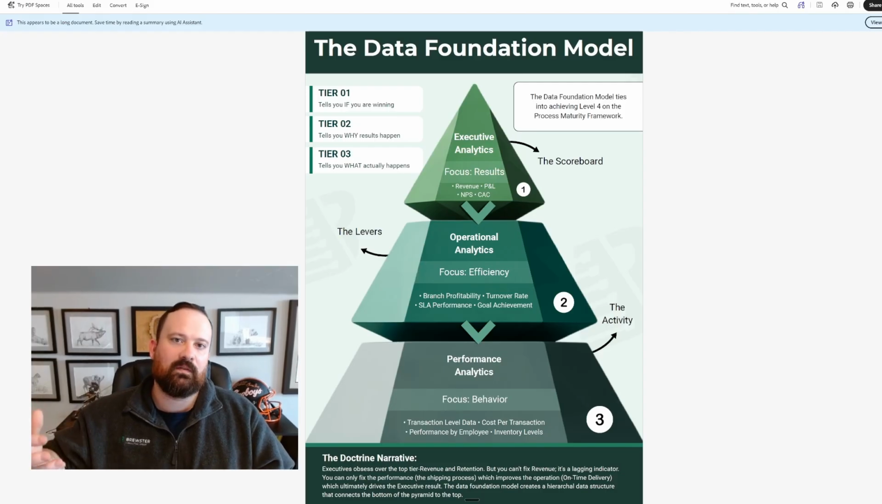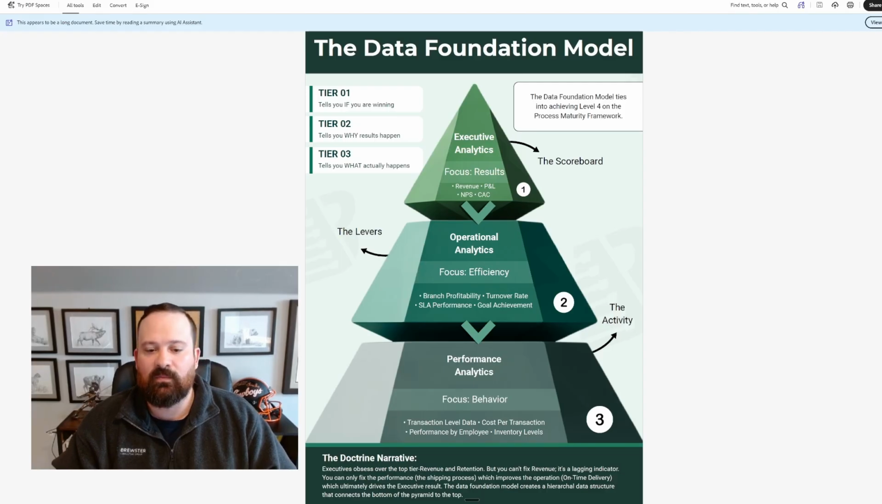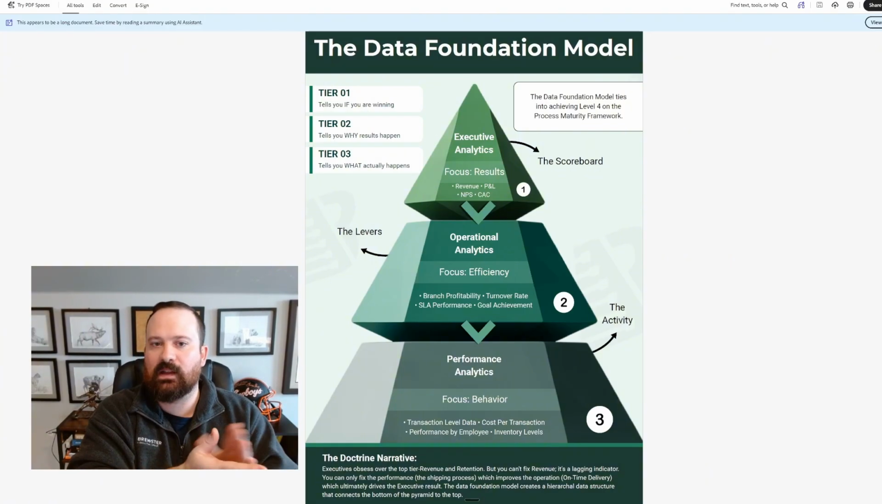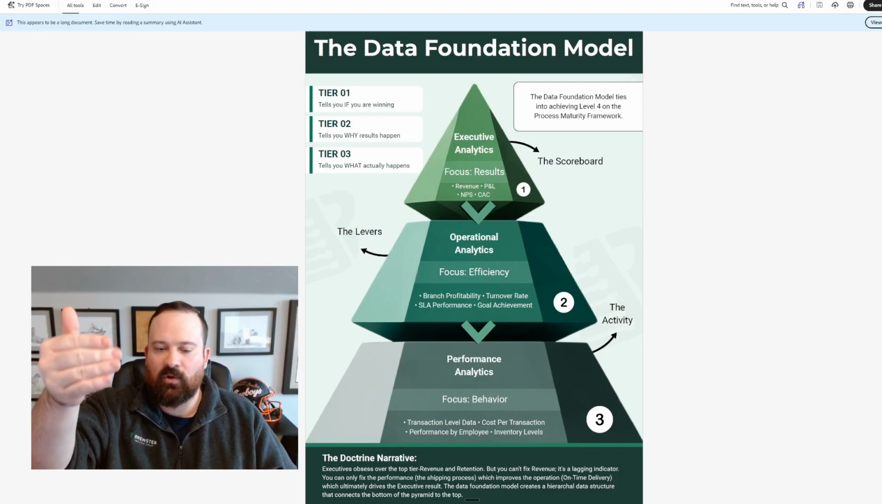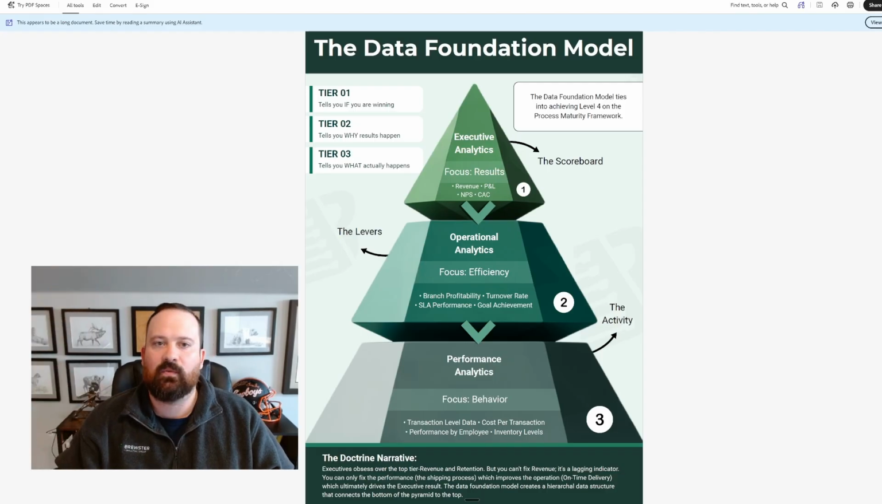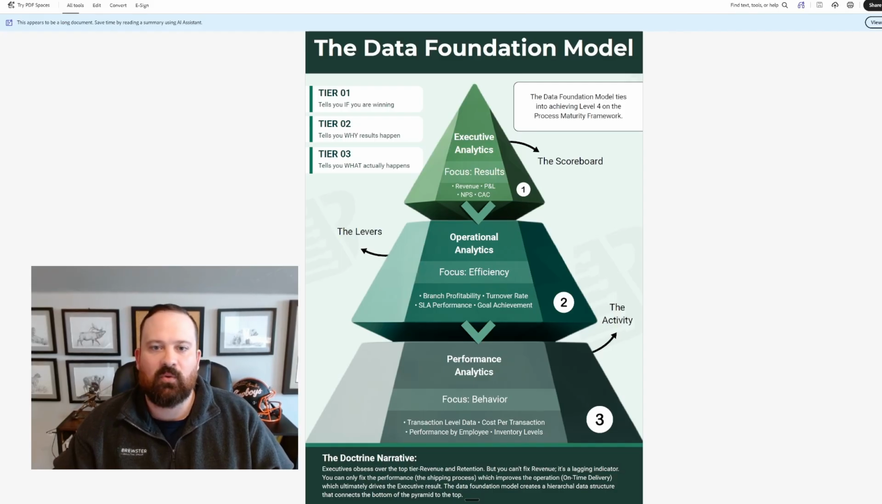And then in the lower level, you have performance analytics. These are the activities that actually feed into the levers. These are transaction level data elements, and they are about measuring performance of individuals, of vendors, of individual processes, and all of those things, right? So revenue, for example, is a lagging indicator. You can't fix revenue. If you want to fix revenue, you have to be able to drill from revenue all the way down to the performance analytics level transactions that impact revenue, right? That's important if you want to actually be able to move the needle.